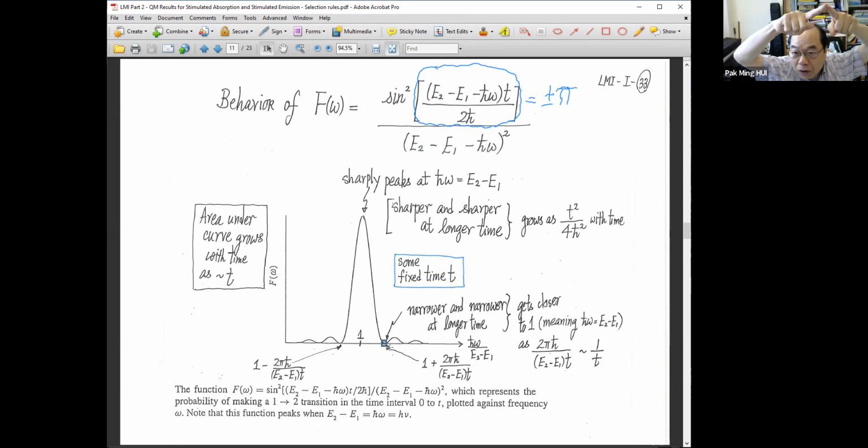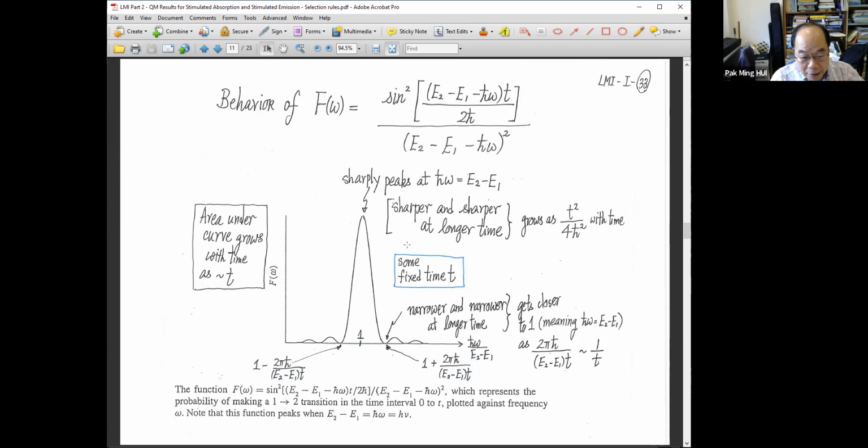The first zeros from the peak, boom, come down. At least you see that the first zero goes like 1 over t, because you have a t there. So the zeros on both sides deviate from the resonance by 2 pi h bar divided by t, in energy difference of the atomic states. Similarly on the other side.